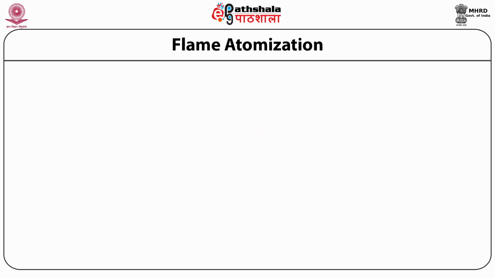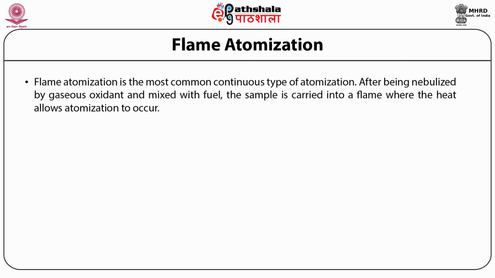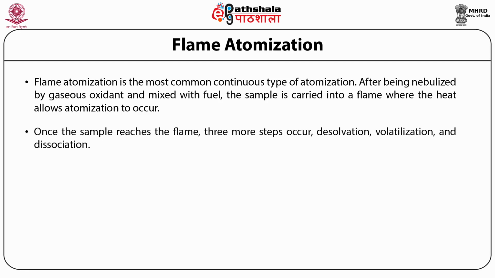Coming to the first method, that is flame atomization or continuous atomization. Flame atomization is the most common continuous type of atomization. After being nebulized by gaseous oxidant and mixed with fuel, the sample is carried into a flame where the heat allows atomization to occur. Once the sample reaches the flame, three or more steps take place: first dissolution, second volatilization, and third dissociation.